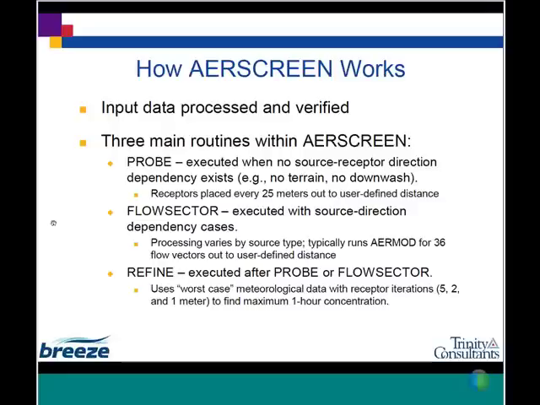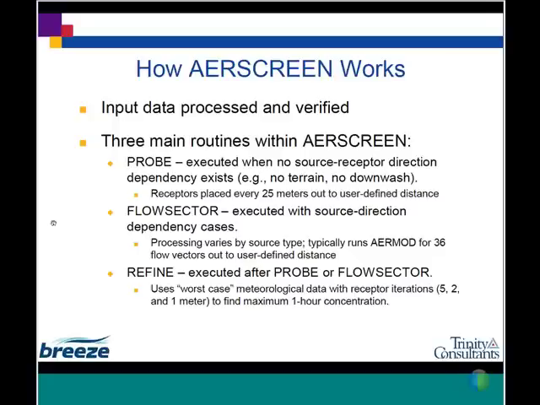So when you are accounting for elevated terrain, or if you do happen to have a building along with your point source or flare source, then you will see this flow sector routine run. Flow sector is going to go around each 10-degree wind sector, so 36 flow vectors in all, out to the user-defined distance, and it's going to process your results for each source type.